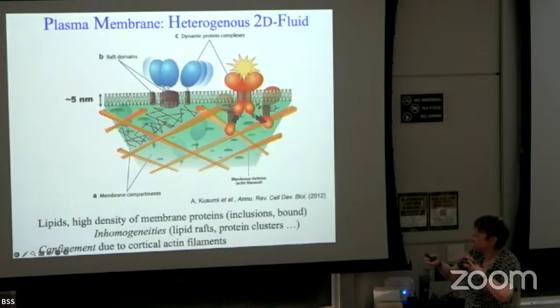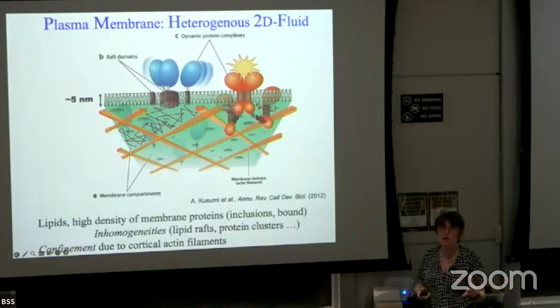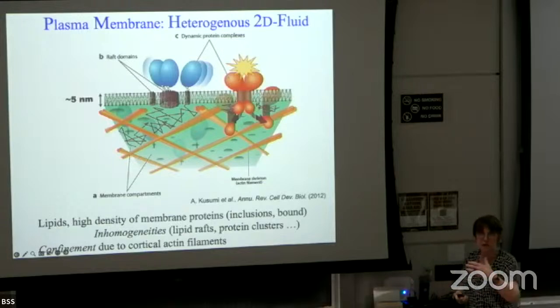So meaning that the distribution of the lipids is not homogeneous. The distribution of the protein also is not homogeneous. You could have some protein clusters. And there are many reasons why proteins can cluster. It could be because they are binding to a ligand. It's because they spontaneously interact with each other. So there are many reasons for which you can have protein clusters.